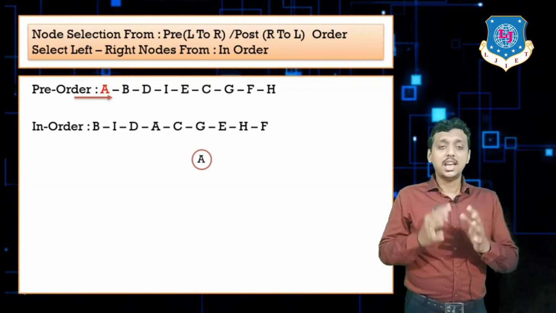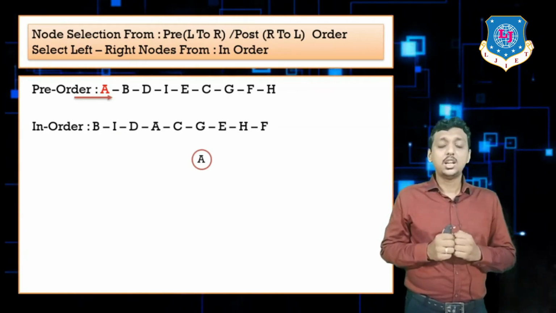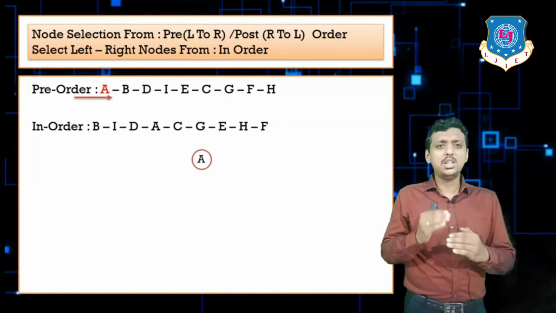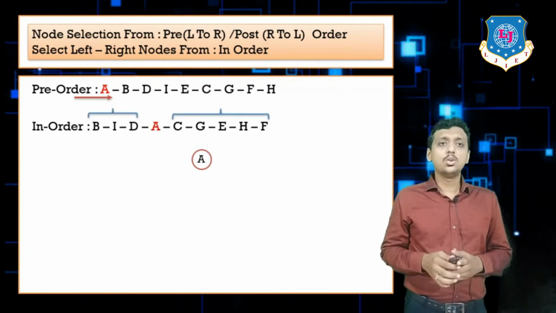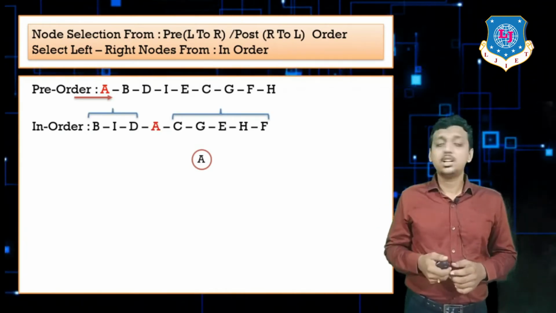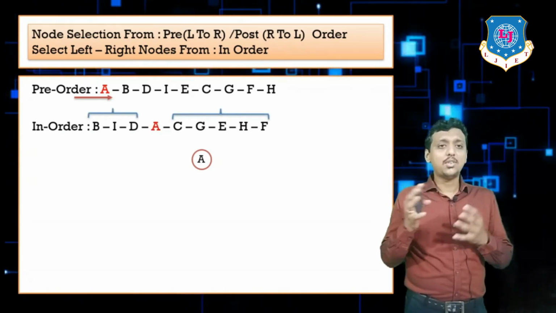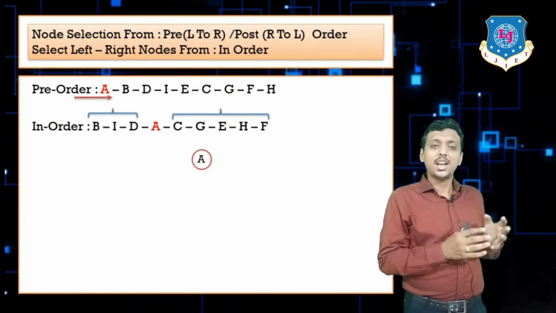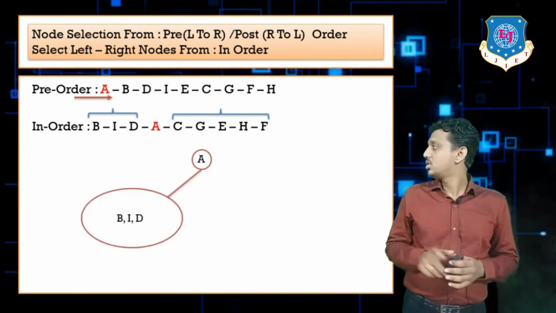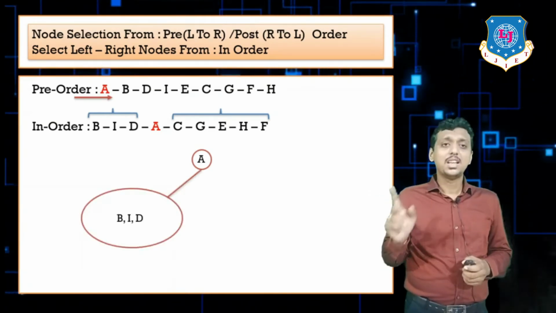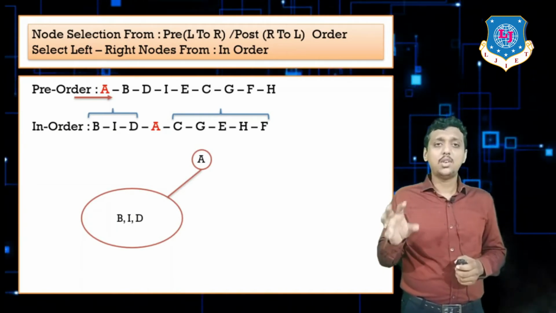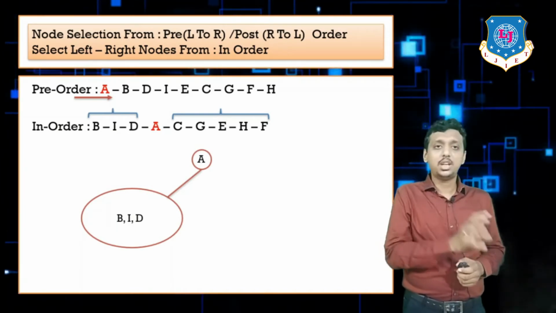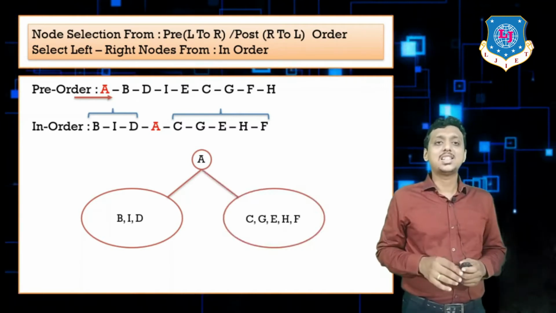Now see, I have just selected root node A. Which nodes are on the left side and which are on the right side will be selected in order. If you can see in this figure, B, I, D are on the left side, and C, G, E, H, F on the right side. So first you just need to make a root node A, then on the left side of A we should have B, I, D, and on the right side of A we should have C, G, E, H and F.